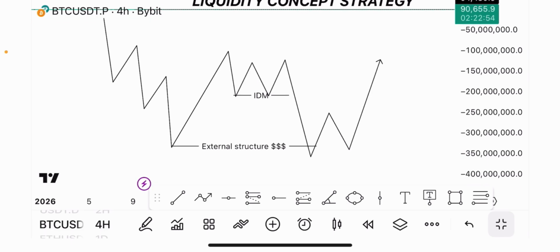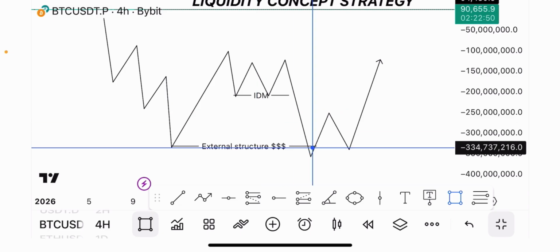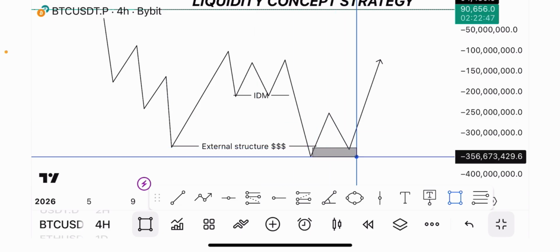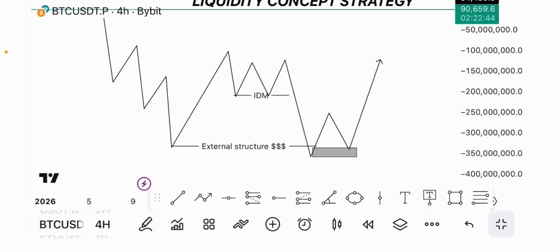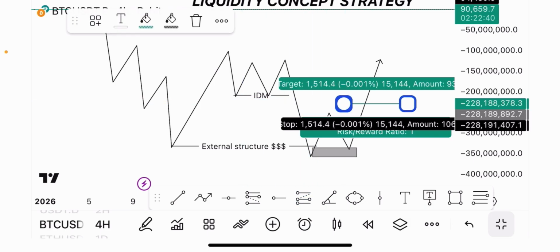So this is the pullback candle. This is the origin that gave us the change of character, the break of structure to the upside. You wait for price to come tap it before buying to the upside. It's as simple as that.